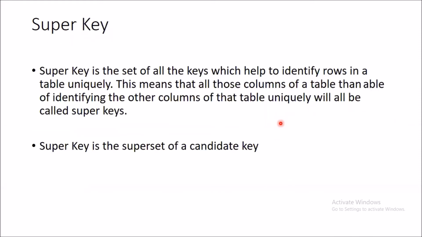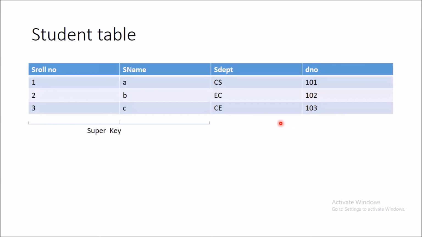Now next is super key. Super key is a set of all the keys which help to identify a row in a table uniquely. This means that all those columns of a table that are able to identify the other columns of a table uniquely will be the super keys. Super key is a superset of the candidate key. So let's understand this example.